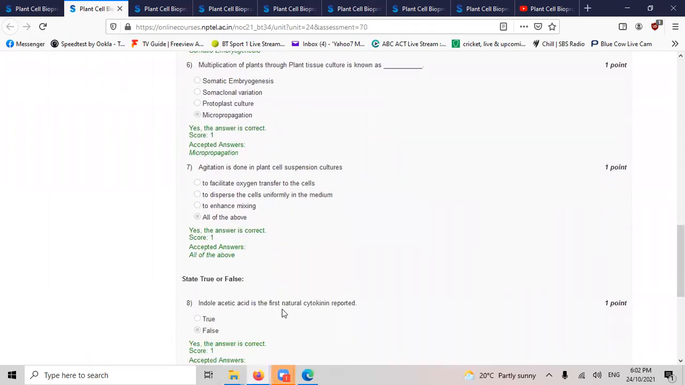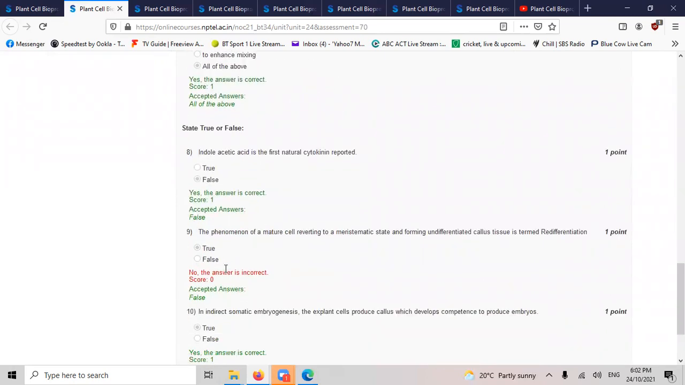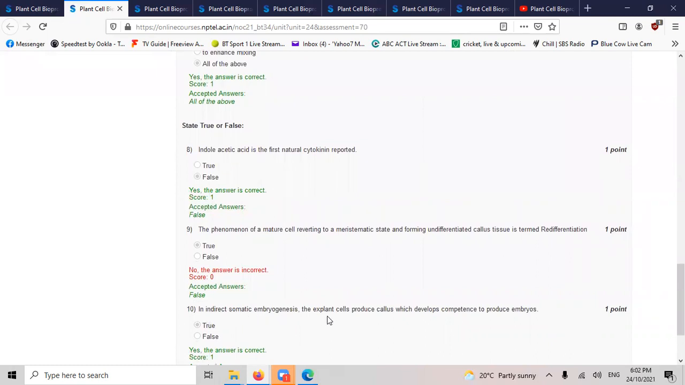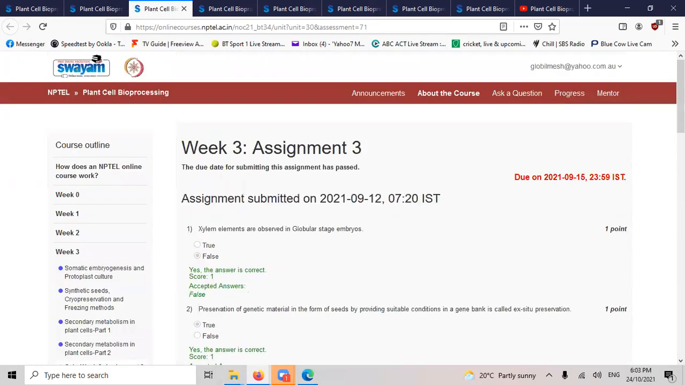Indole acetic acid is the first natural cytokinin. No, it's the first natural auxin. It's false. The phenomenon of mature cells reverting to a meristematic cell forming undifferentiated callus tissue is termed redifferentiation. False, because it's dedifferentiation. In indirect somatic embryogenesis, the explant produces callus, which develops competence to produce embryos. It's true. Yep, true. Good. Okay, week 3, pumping them out.